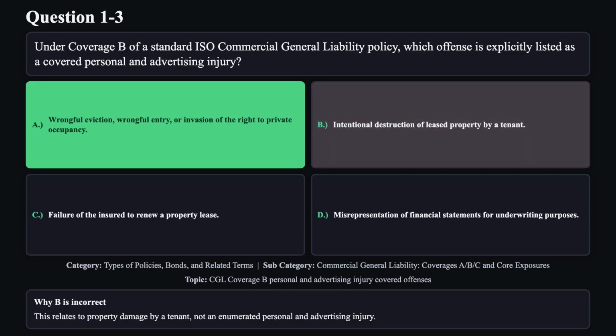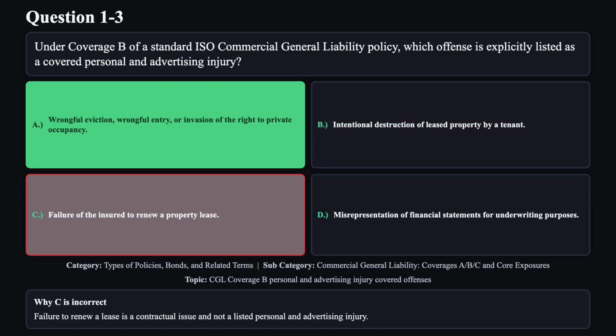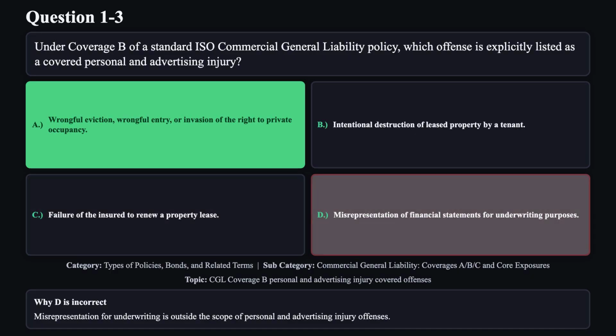Reason B is not correct. This relates to property damage by a tenant, not an enumerated personal and advertising injury. Reason C is not correct. Failure to renew a lease is a contractual issue and not a listed personal and advertising injury. Reason D is not correct. Misrepresentation for underwriting is outside the scope of personal and advertising injury offenses.